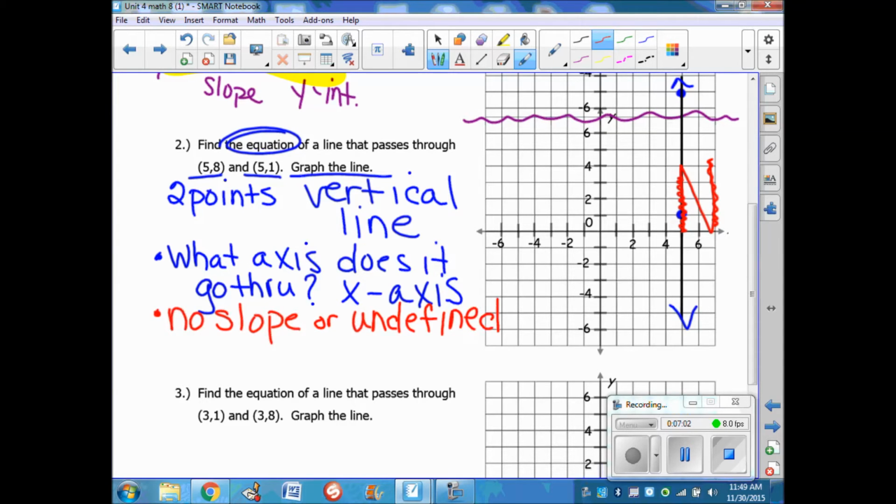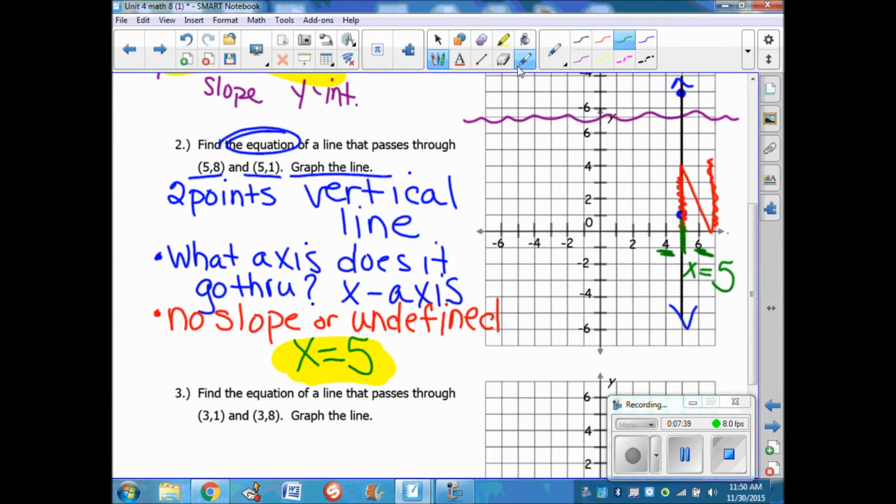Now I've got to write the equation because that's what the problem asked us to do. Find the equation. So what is the equation? It goes through the x-axis. Where does it go through the x-axis? This is 4, and this is 6, so it goes through at 5. So my equation is x equals 5. Remember, there was no y-intercept, so I don't have a y in my equation. Just goes through the x-axis. So it's just x equals 5. Done with that one.